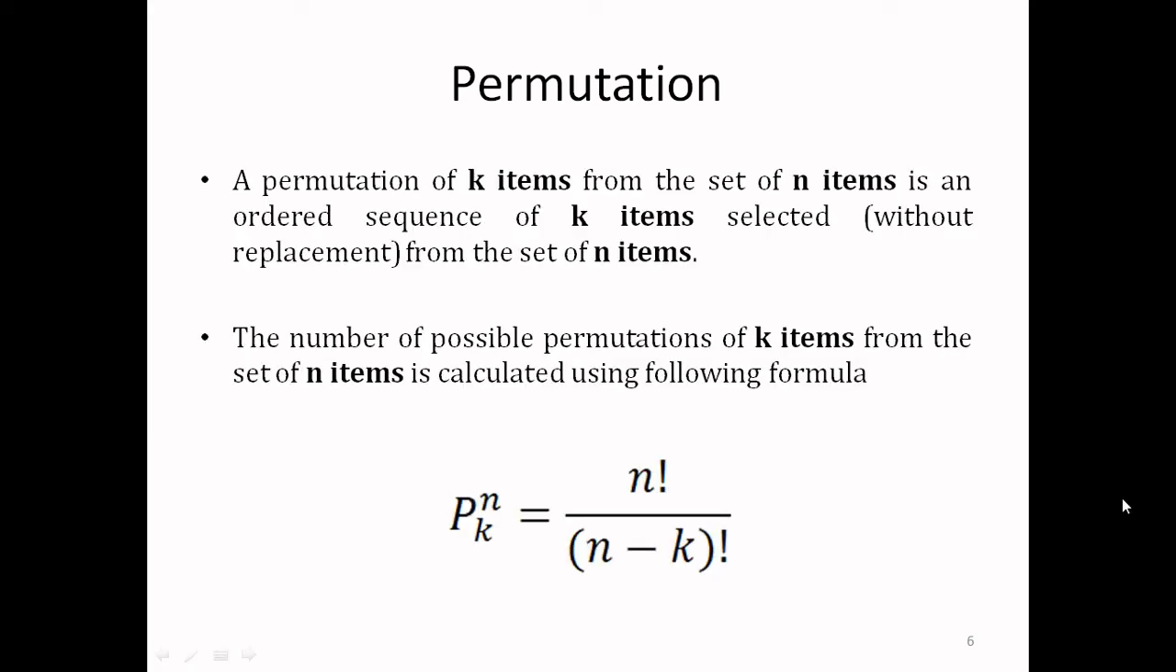So here comes the formal definition for permutation. A permutation of k items from the set of n items is an ordered sequence of k items selected without replacement from the set of n items. The number of possible permutations of k items from the set of n items is calculated using the following formula. This definition will be clearer when we do the coming example.